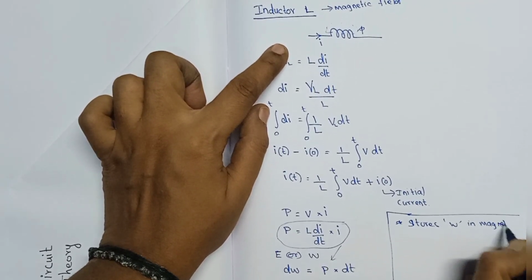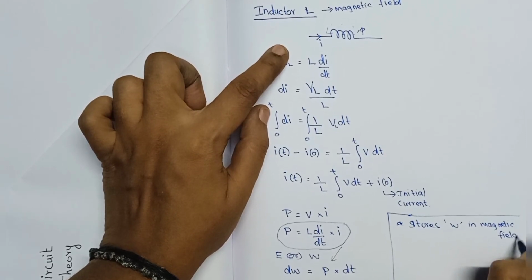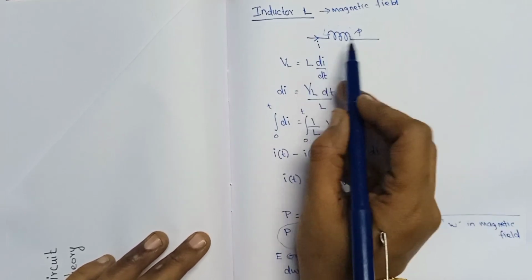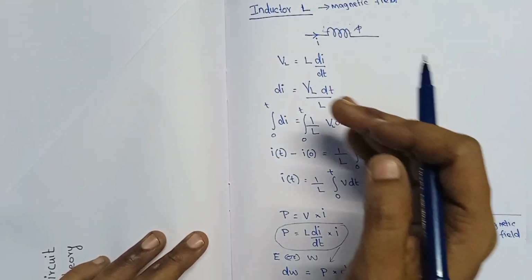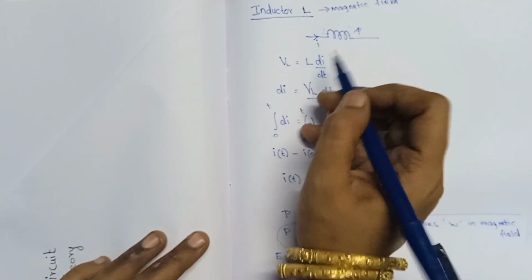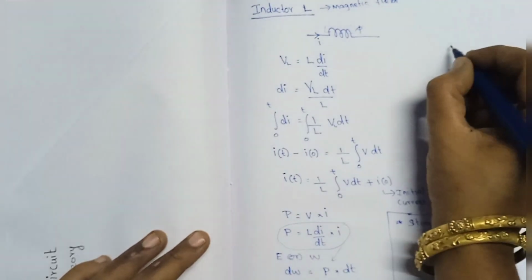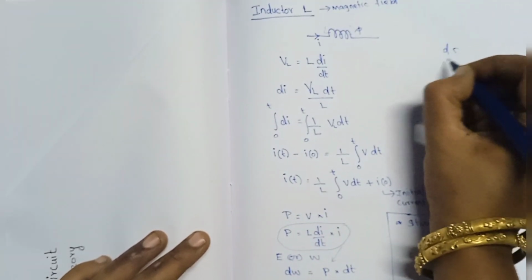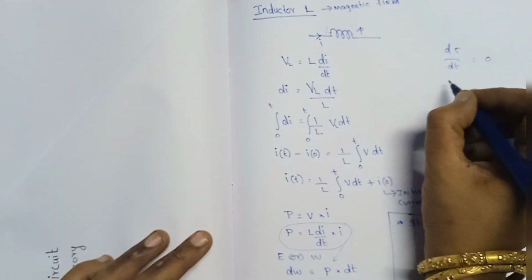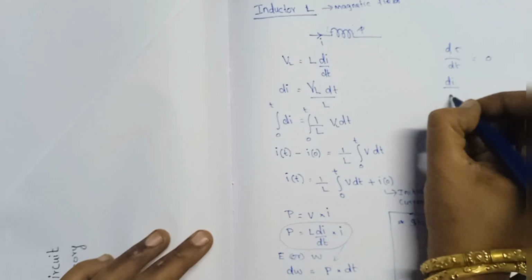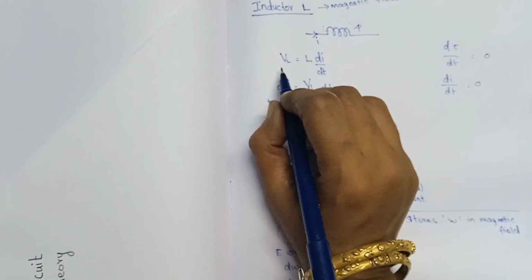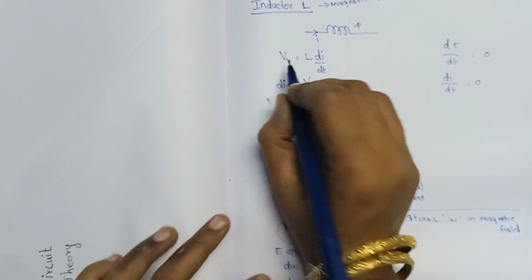And again, if the current I am sending through the inductor is a constant, that is, it is a DC current, what would be the rate of change of current? If I am differentiating a constant, what is the value? If I am differentiating the constant, it would be 0. Similarly, if I am differentiating the constant current, di by dt would be 0. So if it is 0, the voltage is also 0.